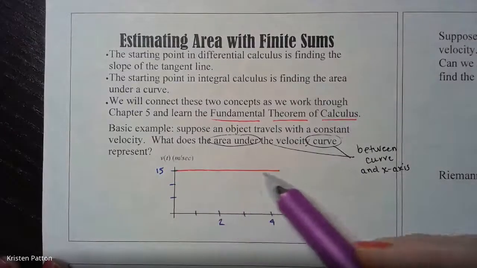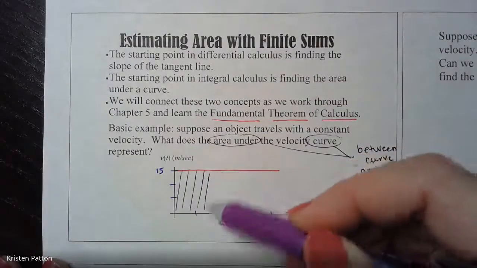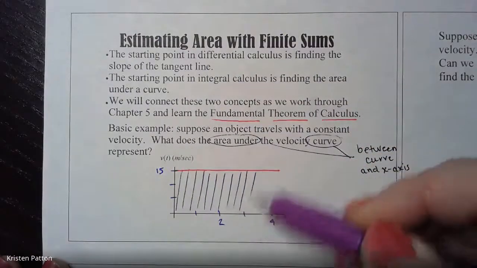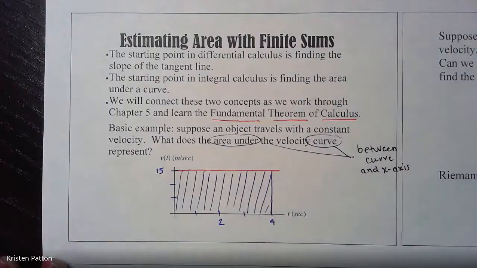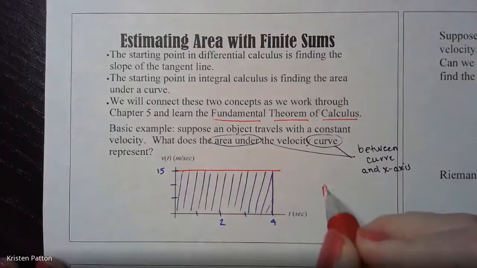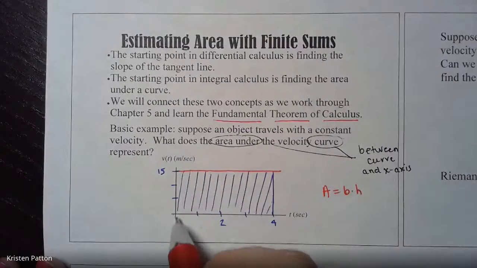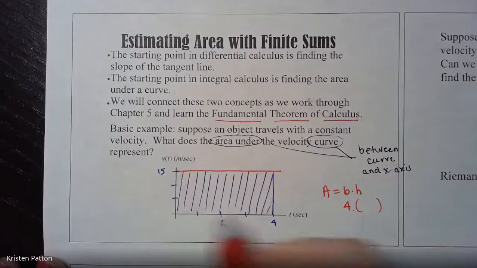Here's my curve. Here's my x-axis. Gosh, we love this, right? The area between the curve and the x-axis is a rectangle. I mean, this is just a geometry question, right? So the area equals base times height. Based on my numbers I picked, the base is 4, and my height is 15. And so the area is 60.